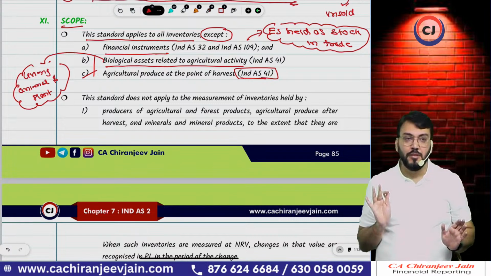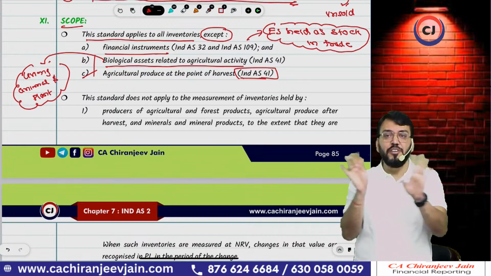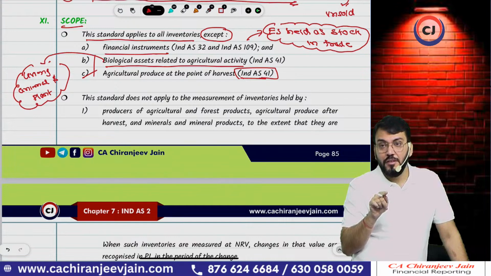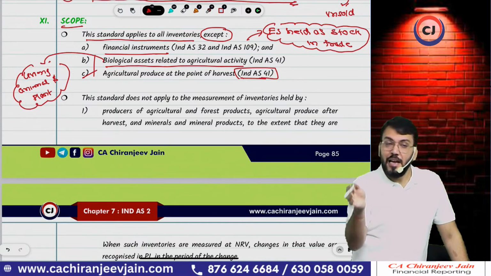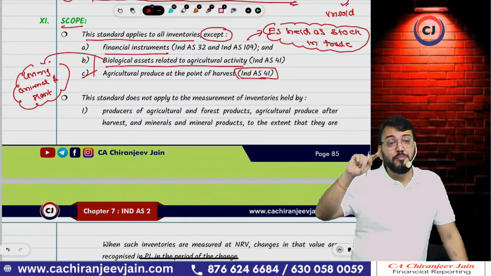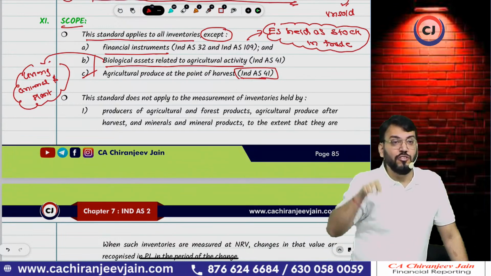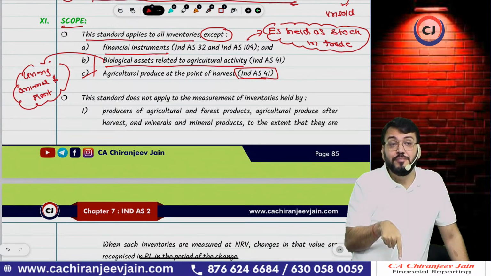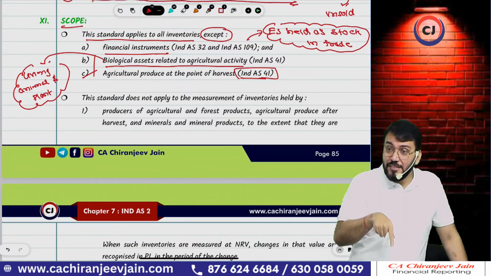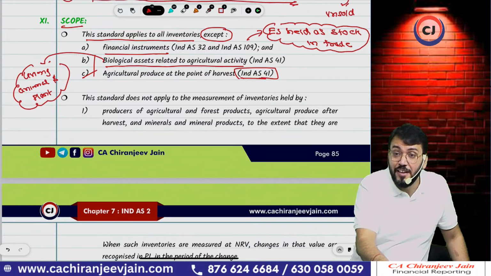Correct. One more point: fair value and NRV are two different terms. When I say fair value less cost to sell, that is not NRV. NRV and fair value are two different terms. Fair value is always measured as per Ind AS 113, coming soon in your life. But NRV is measured as per Ind AS 2 only. The explanation of NRV is given under Ind AS 2, but for fair value the explanation is not given under Ind AS 2.